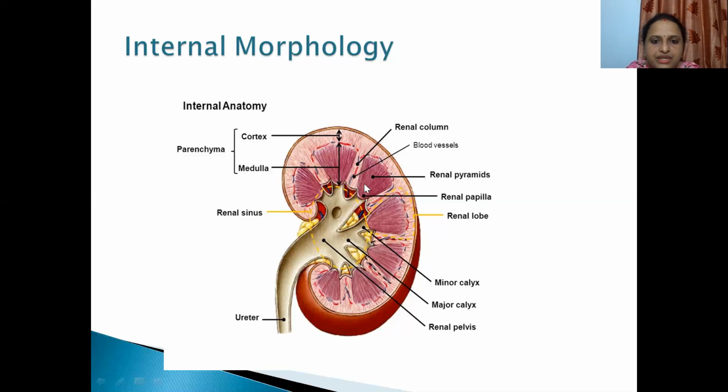And here each pyramid ends with an area called renal papillae, and each renal papillae leads into small groove-like structures, which are called minor calyx because they're smaller in size. The diameter will be smaller, so they're called minor calyx. From minor calyx, they reach the major calyx. From major calyx, they reach a large conical shaped structure called the renal pelvis, and that renal pelvis opens into the ureter. So this is the internal morphology, or the cross section of the kidney.